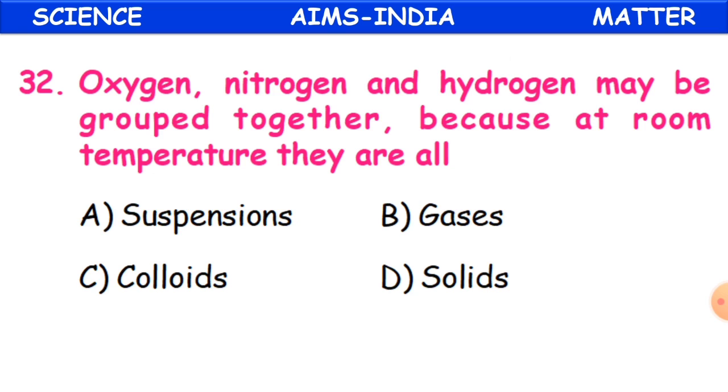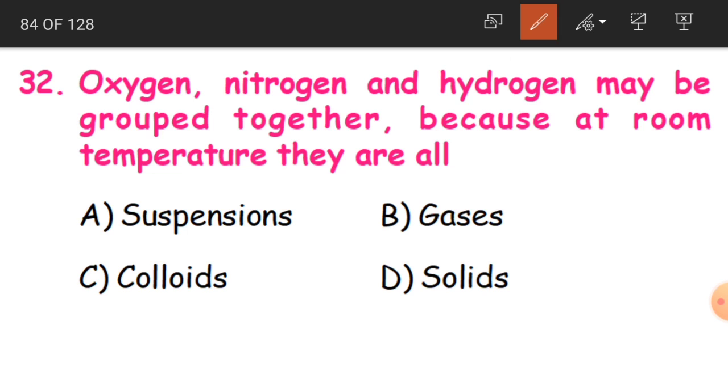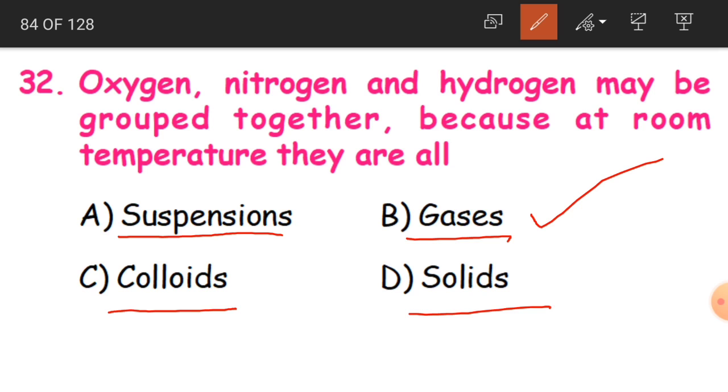32nd question: oxygen, nitrogen and hydrogen may be grouped together because at room temperature they are all what? Suspensions, gases, colloids or solids. These are gases when they are at room temperature. We breathe oxygen, children. So this is a gas.